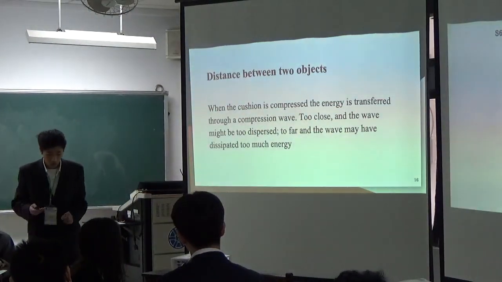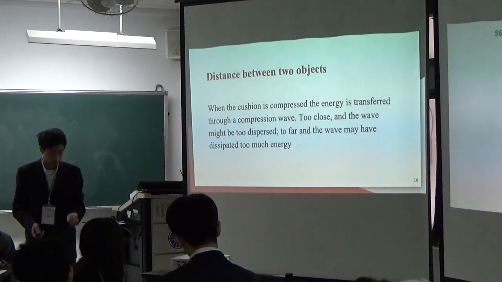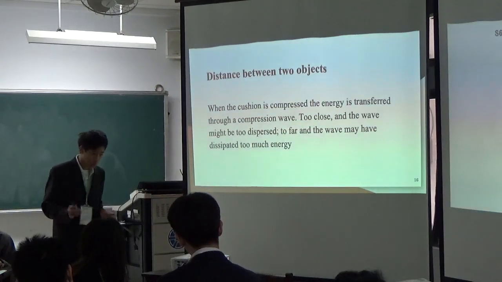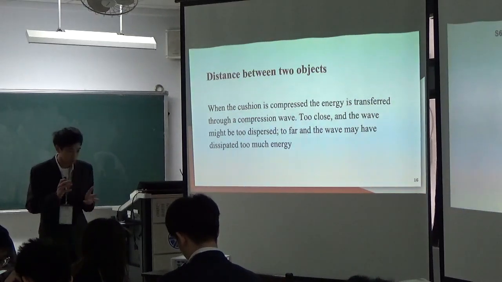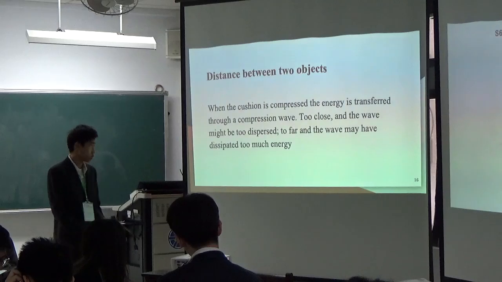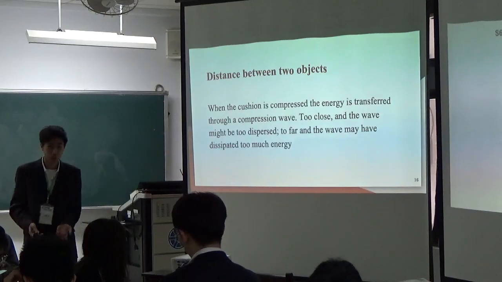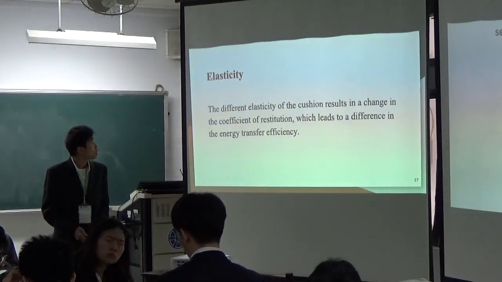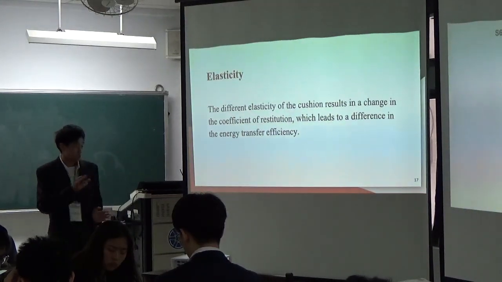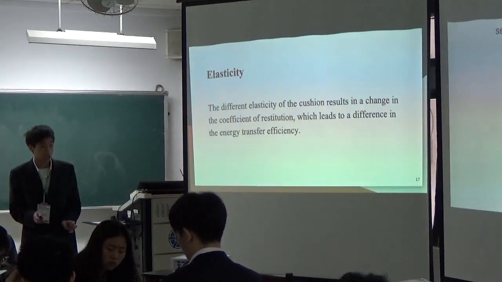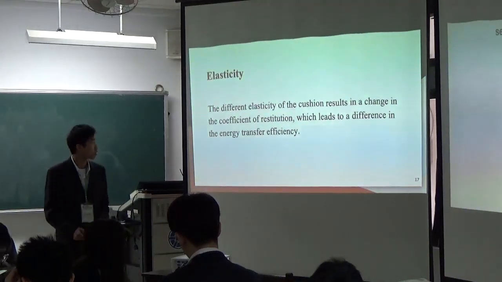Our theory on this is that when the kinetic energy of M1 is dropped onto the cushion, the energy transfer in the cushion travels by compression wave. If the distance between the contact point and M2 is too close, the wave might be too dispersed. If it's too far, the wave may have dissipated too much energy due to friction. We also discuss elasticity. Changing the elasticity of a cushion results in a change of the coefficient of restitution, which leads to a difference in the energy transfer efficiency.